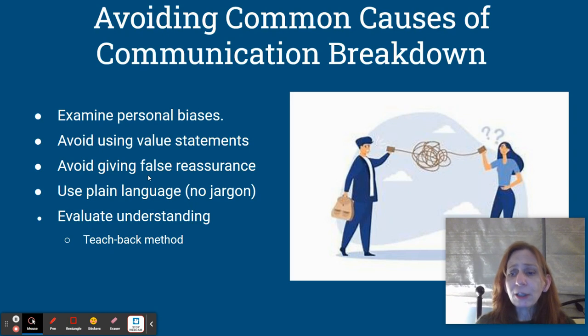You want to make sure that your communication is clear, and then evaluate that you were understood, whether you're using a closed loop communication method or doing patient discharge teaching. Have them teach it back to you so that you are certain that the message was received in the way you intended to send it.